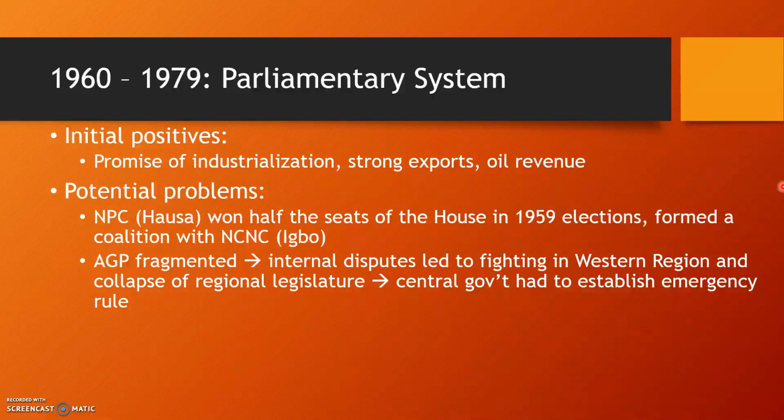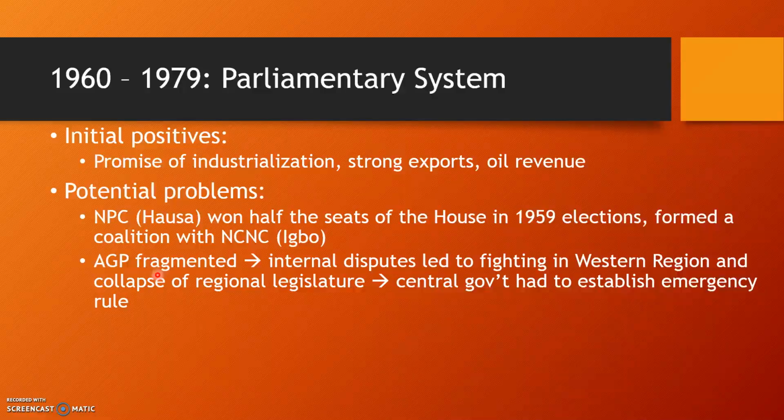The NPC, which is the Northern Party, the Hausa Party, won half of the seats in the House of Representatives in 1959, and they formed an alliance in a bizarre twist of fate with the NCNC, the Igbo Party. That sounds weird at first, because the Hausa are primarily Muslim, they're up north, they really don't have a lot in common with the Igbo, who are mostly Christian and down south. But what they could do then is unite against the Yoruba group, the AGP, which is more strongly associated with the Yoruba.